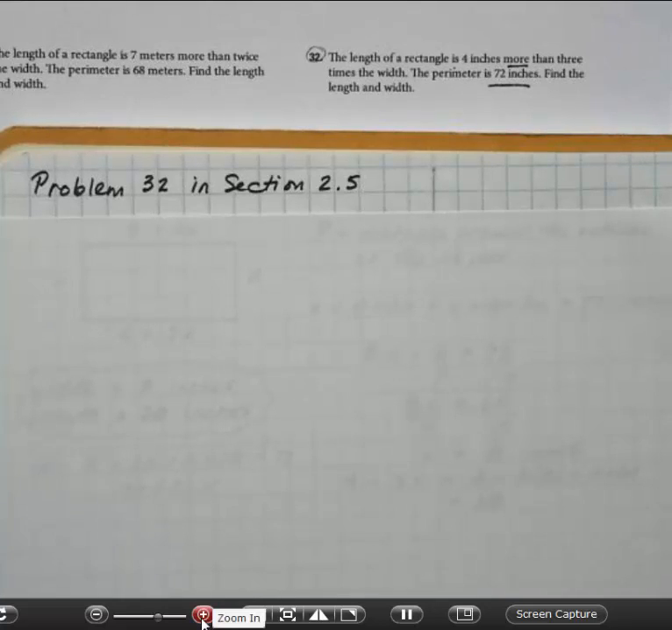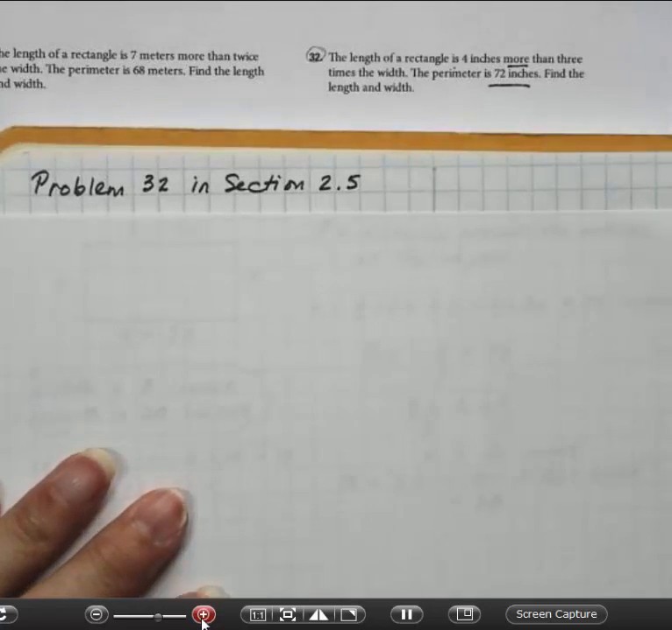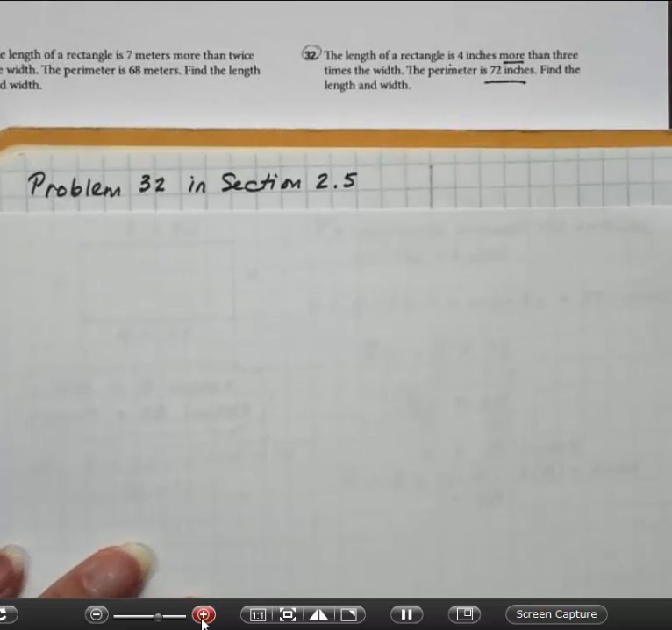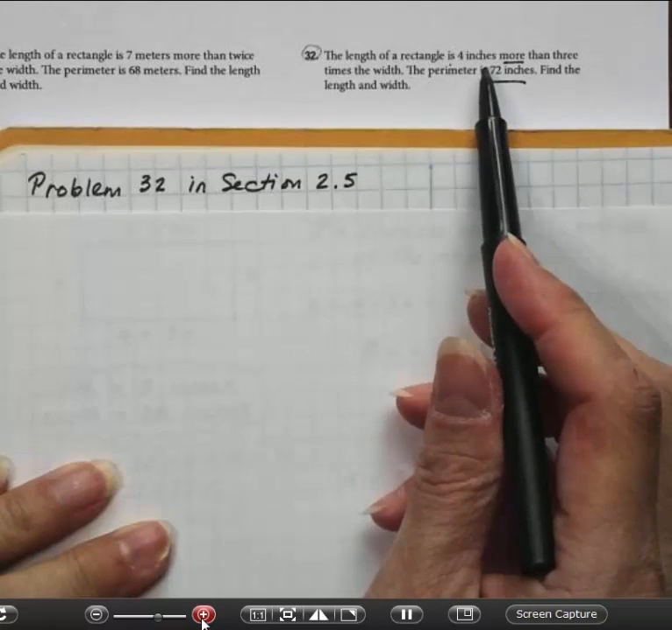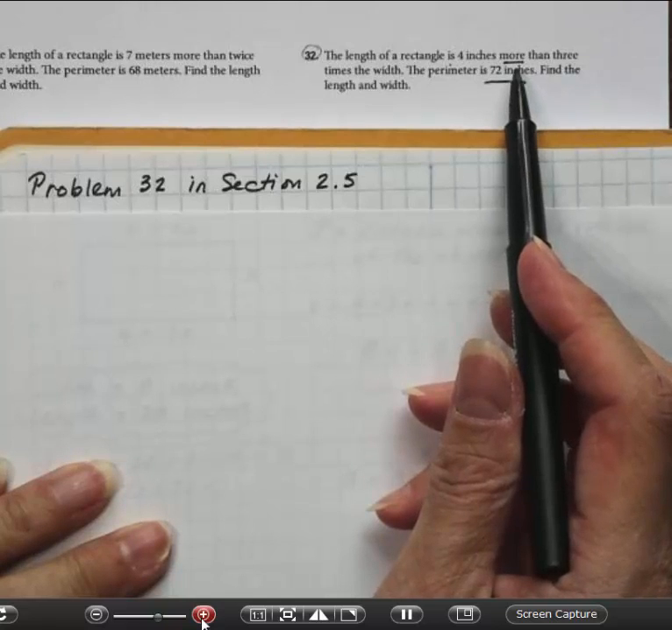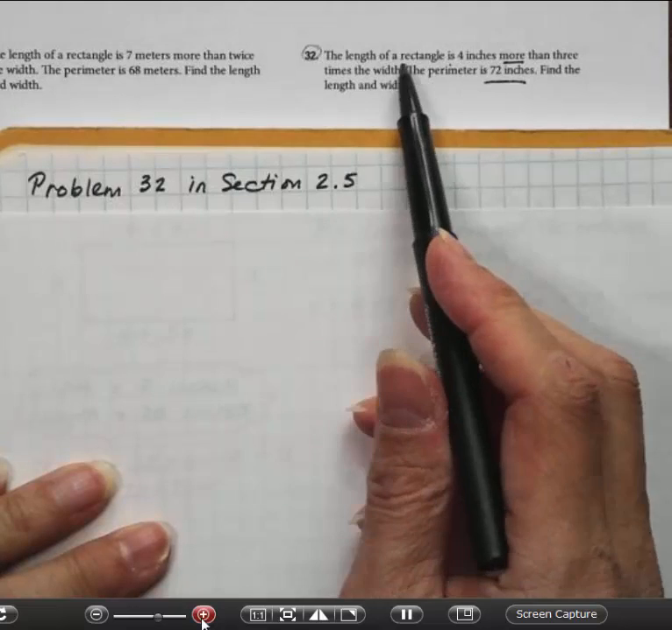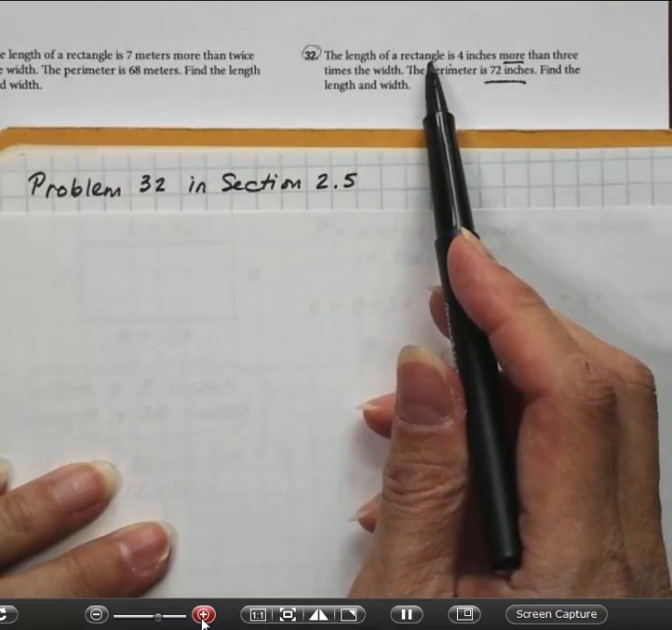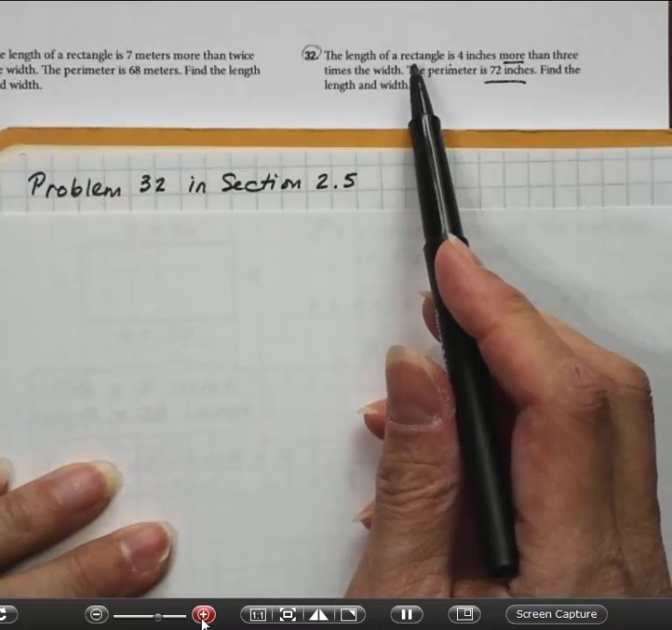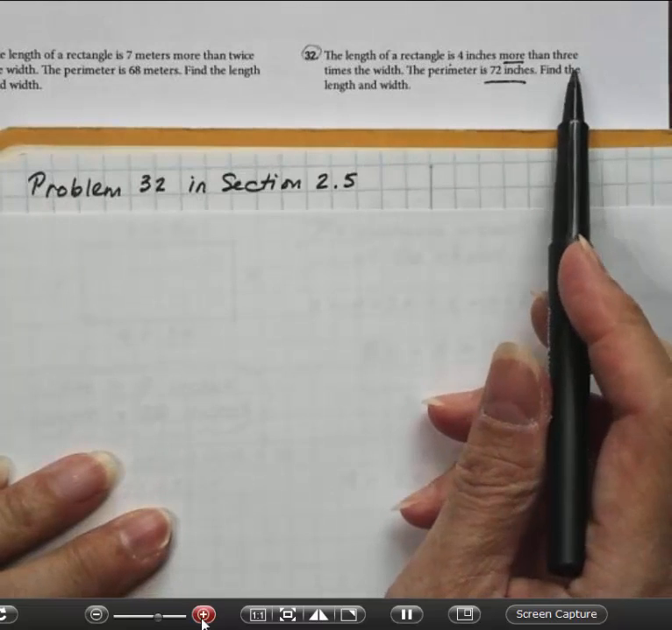Okay, so I tried this example once before, but the video or the audio was not working properly. So I'm going to go through the problem again. This is problem 32 in section 2.5, and we're dealing with a rectangle. The length of the rectangle is 4 inches more than 3 times the width. So the length of the rectangle is being written in terms of the width.